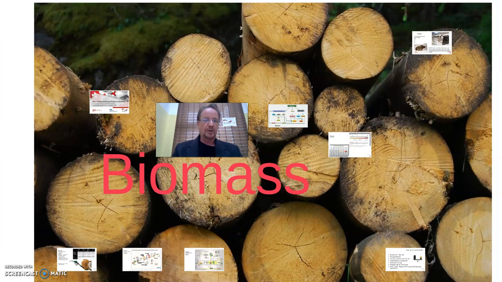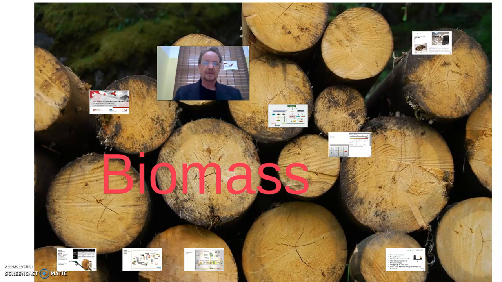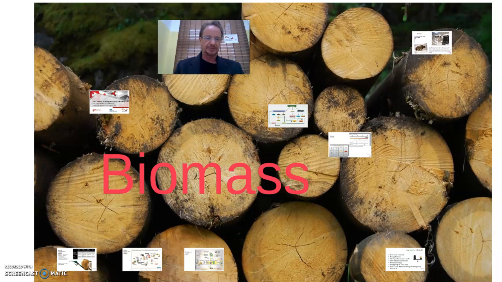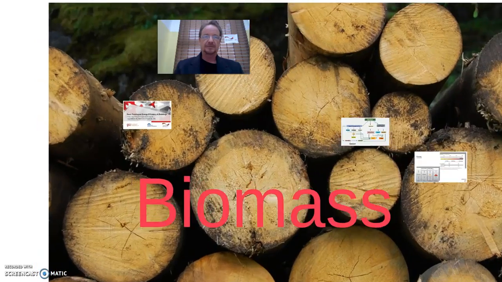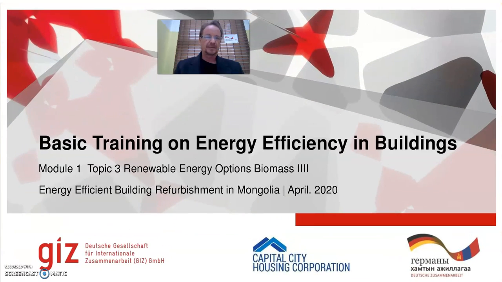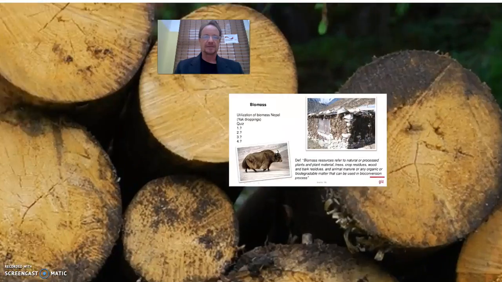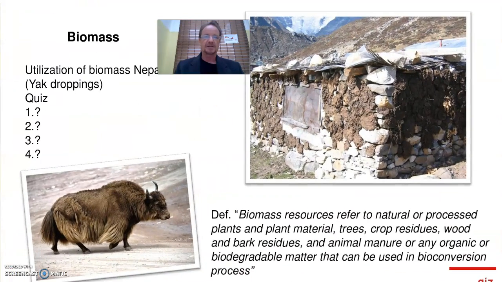Welcome back. Now we are talking about, in this lecture, biomass. We will see the options, the possibilities, and the different kinds of biomass. So what is biomass?